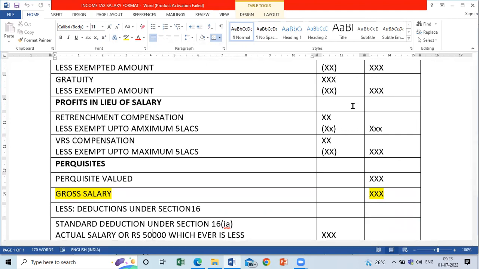Any doubts still here? Now comes the last part. After computing the gross salary, I need to find out the taxable salary.